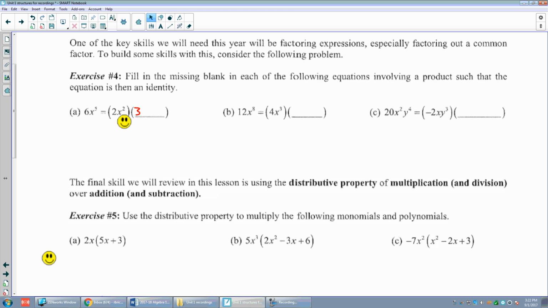X squared times what is x to the fifth? I'm going to subtract those exponents. That's why we kind of warmed up there. X cubed. You can check if you want. 2 times 3 is 6. X squared times x cubed is x to the fifth.